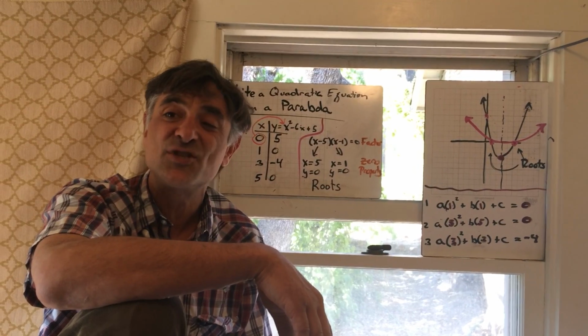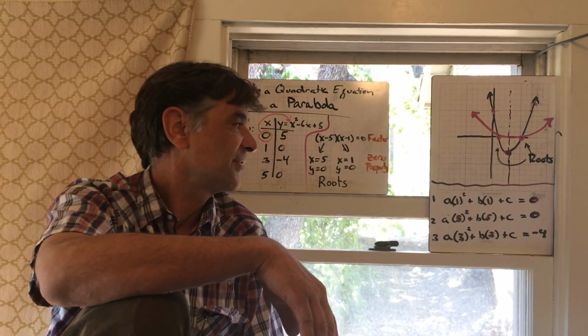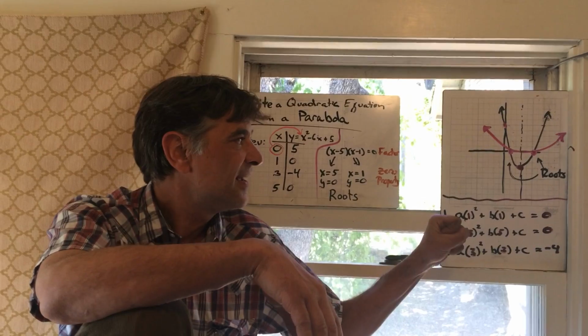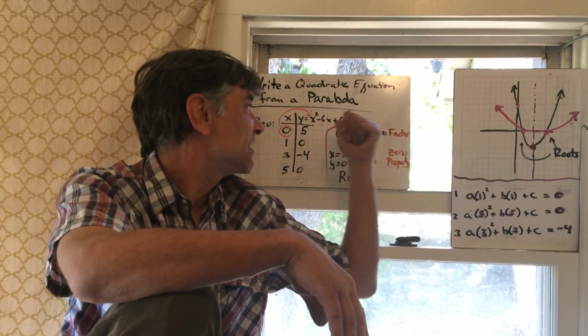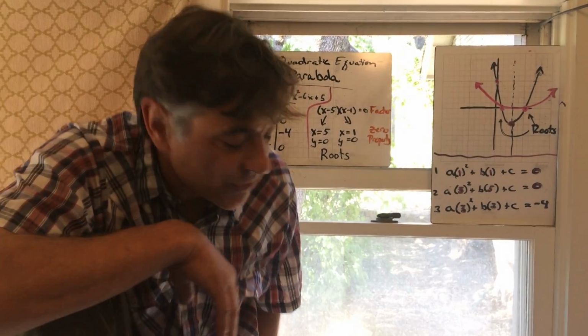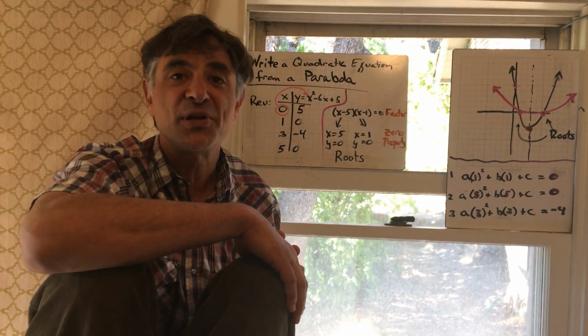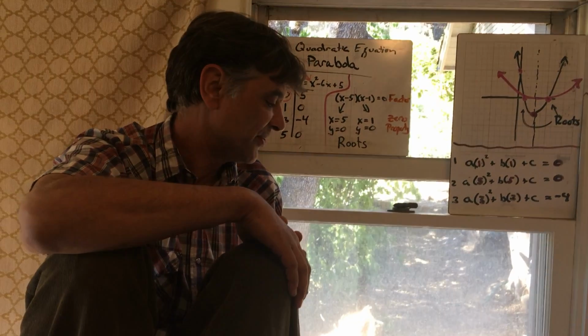That's a lot of calculations. Do we really want to do that? Do we want to chug through all that just to take our 3 points and come back to y equals x squared minus 6x plus 5? I don't think so. I don't want to do that.